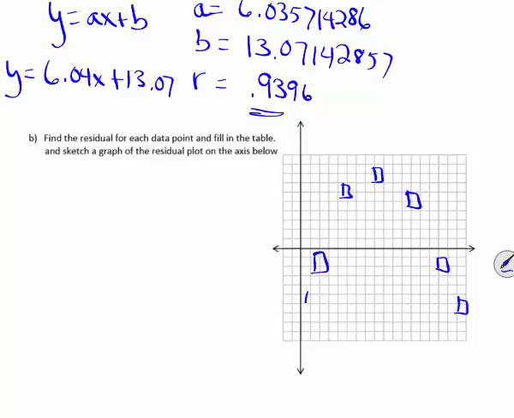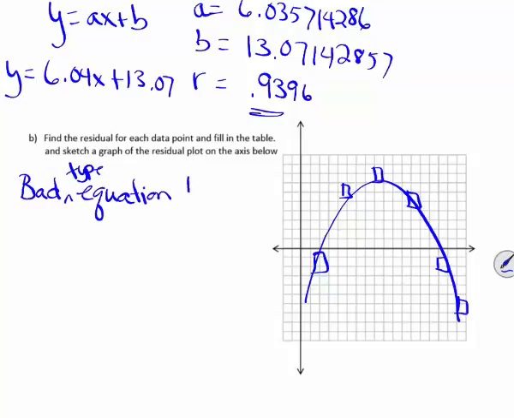So this one, I'm seeing a pattern. That means this was a bad type of equation to use to model the data.